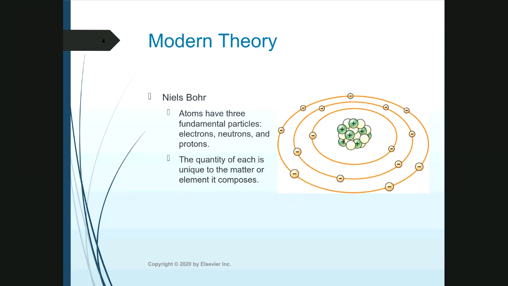Okay, and when we look at the modern theory as far as the atom, Niels Bohr is typically who we focus on because he's the one that kind of gave us the final look, stating that atoms have three fundamental subatomic particles. They are composed of electrons, neutrons, and protons. And the quantity of each of those is unique to the matter or to the element that it makes up, meaning different elements have different numbers of protons, different numbers of neutrons, different numbers of electrons.